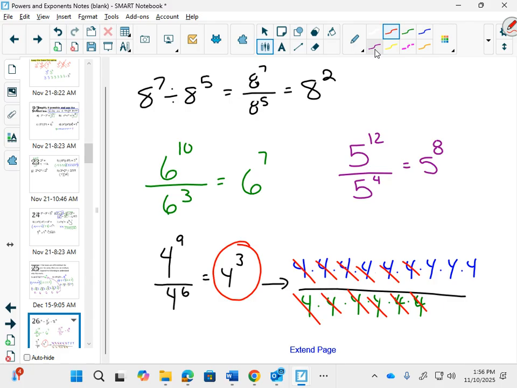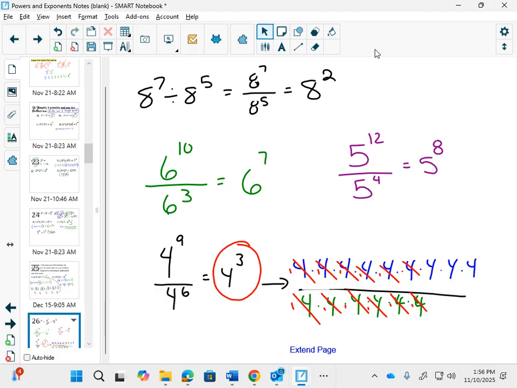They all canceled out on the bottom. And so then you're just left with, because 4 divided by 4 is 1. So when I cancel them out, technically I should write 1 and 1 and 1 and 1 and 1 and 1 and 1 and 1 and 1 and 1 and 1. And then you have 1 times 1 times 1 times 1 times 1 times 1. That still is 1. And you're just left with 4 cubed in the end.